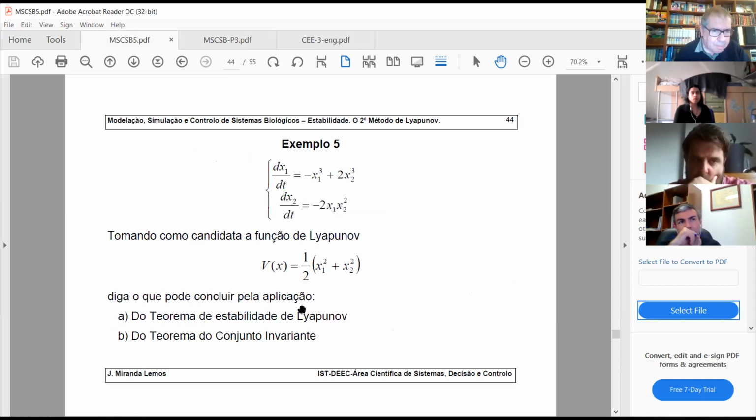Okay, so this example. Suppose that I suggest you this V. So compute V dot. Remember that V dot is dV/dx1 times x1 dot plus dV/dx2 times x2 dot. And try to conclude what you can say about the stability properties of the equilibrium point with the standard Lyapunov function, the Lyapunov theorem.